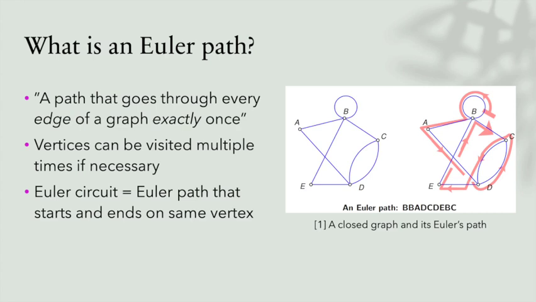A slight variation on an Euler path is an Euler circuit, which is essentially an Euler path beginning and ending on the same vertex, as you can see in figure 1.